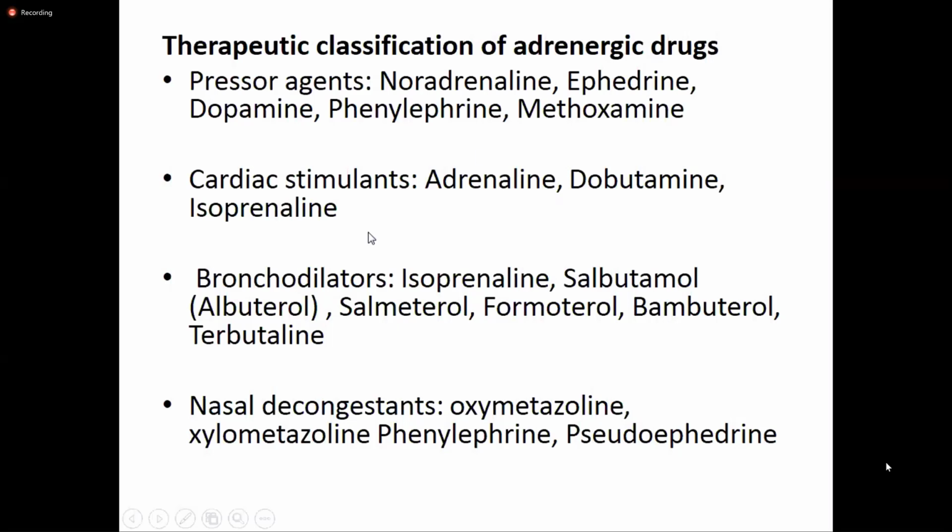Now, what does a nasal decongestant do? They narrow the blood vessels present in the nose and reduce the congestion and the swelling present in the nose. And this group of drugs mainly stimulates the alpha 1 receptors. So the nose consists of alpha 1 receptors which cause vasoconstriction. So nasal decongestants are a group of drugs which constrict these blood vessels and are used as nasal decongestants.